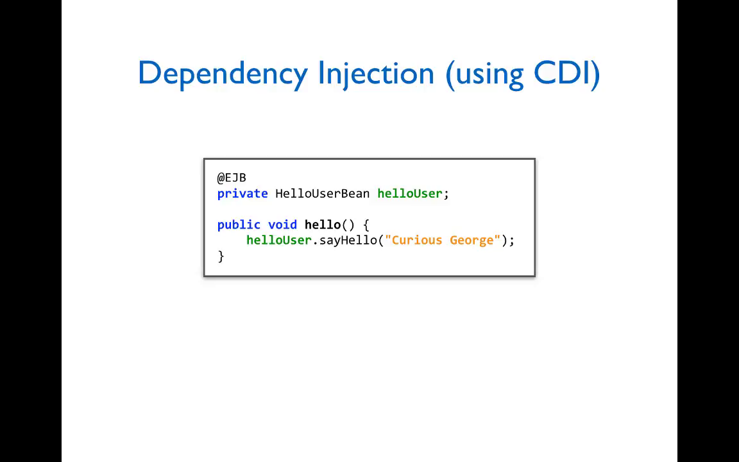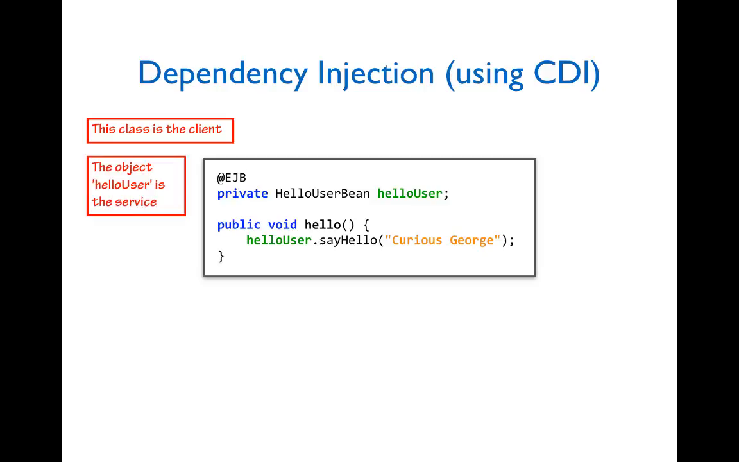Here's some code with a private variable named HelloUser of type HelloUserBean. This class represents the client, and the HelloUser variable will hold the service object. The type HelloUserBean is the interface. That's the kind of object the clients need because it will use the service object to invoke the method call sayHello. In this case, the injector is the EJB container.